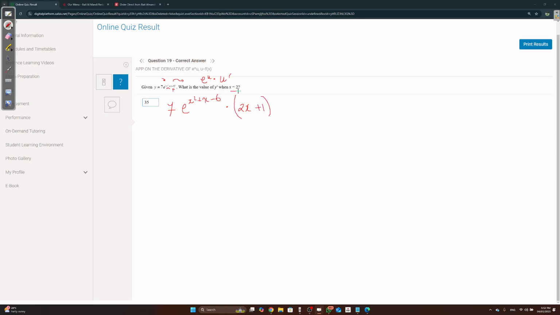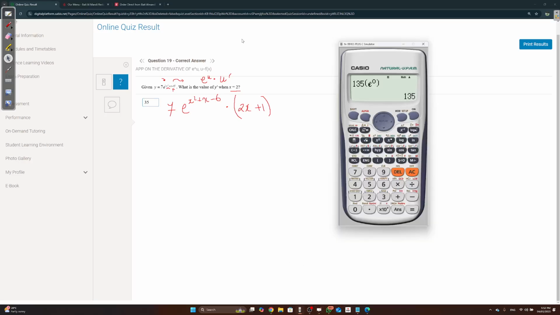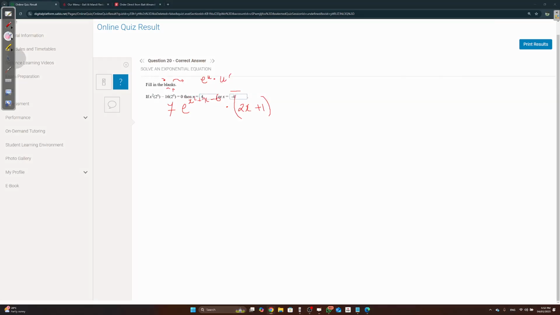They want the value of it when x is equal to 2. I'm not going to calculate this on the calculator. 7e to the power of 2 squared plus 2 minus 6, and this is going to be 0, times 2x plus 1, so times 2 times 2, plus 1. 35.